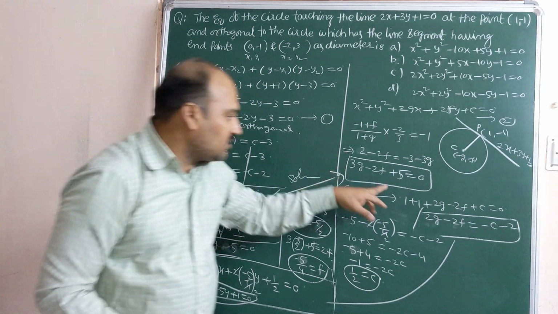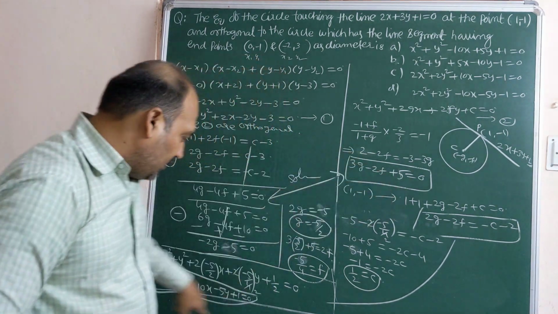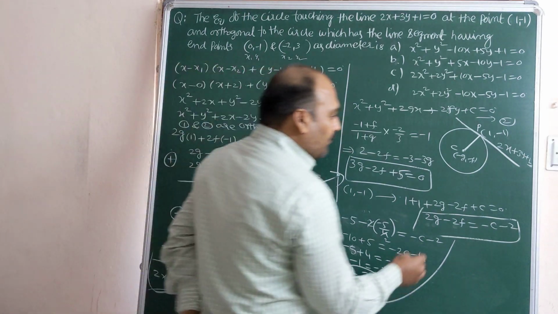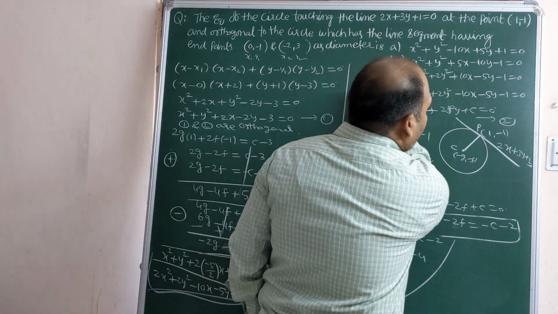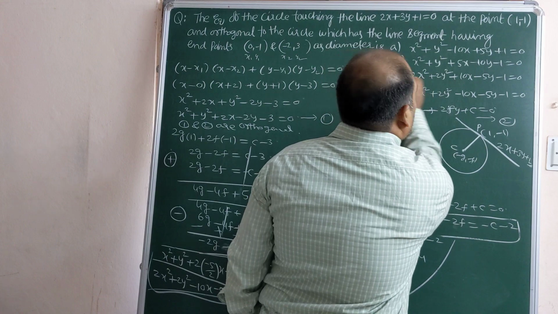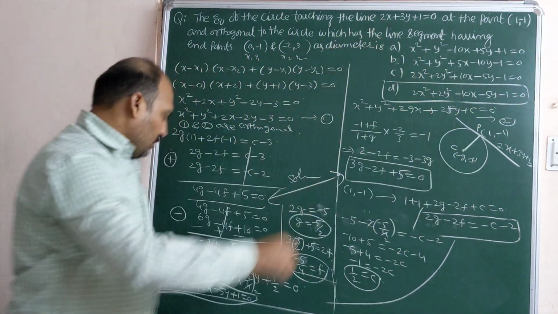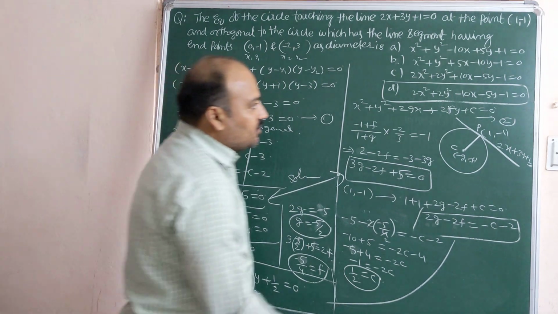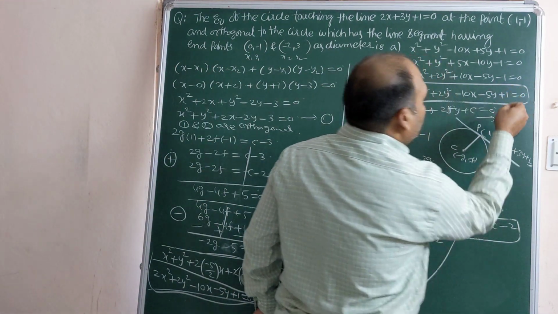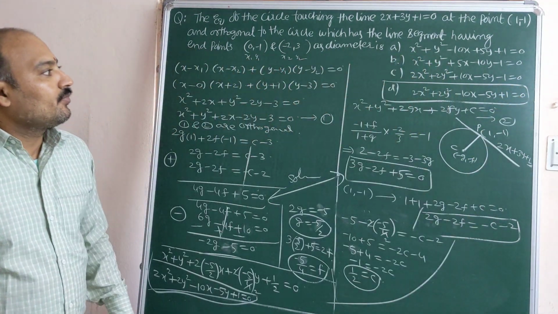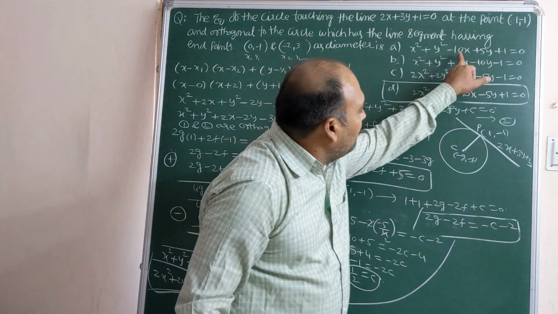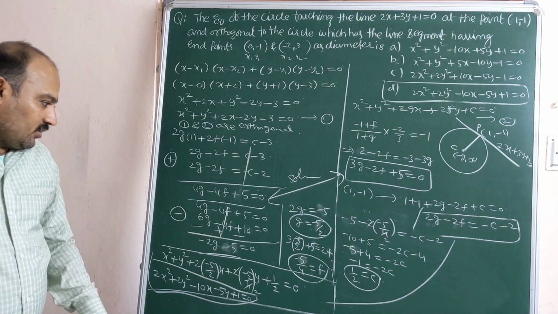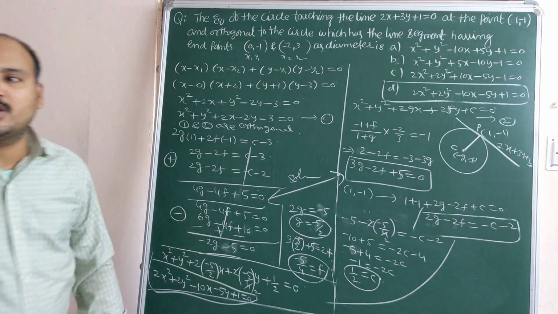Slowly, once while writing I forgot to write it, that's why. 2x square plus 2y square minus 10x minus 5y plus 1 equal to 0. It is there in the fourth option. It is plus 1 equal to 0. Minus 10x plus 5y is there, so minus 5y only. Okay. We'll move on to the next question.